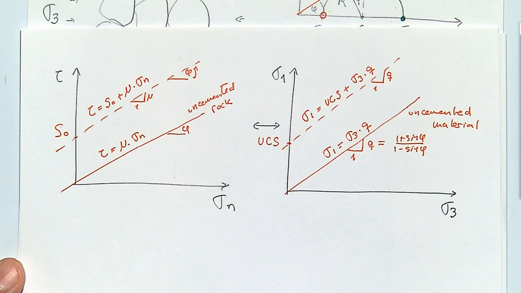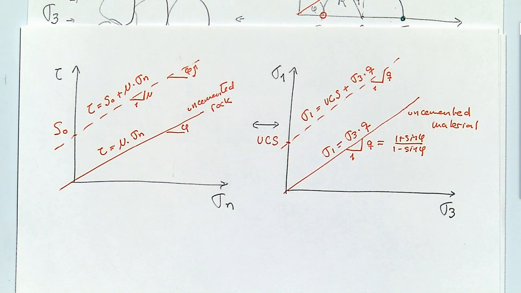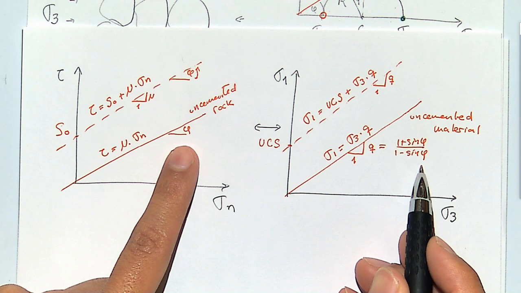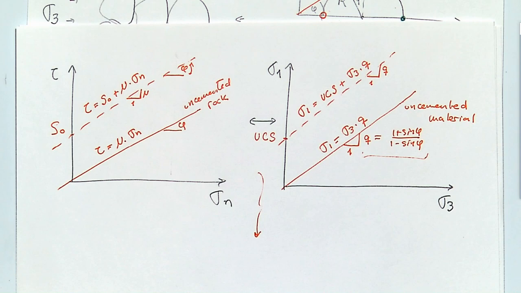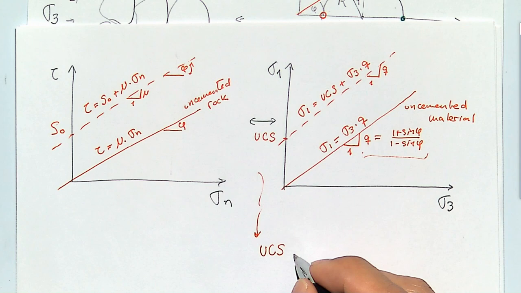And in order to make your life easier, you know what is the relationship between Q and the friction angle? It's this equation over here. There is also an equation that relates UCS to the cohesive strength, and it's this one.